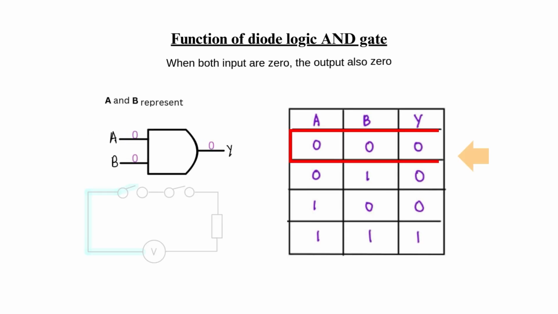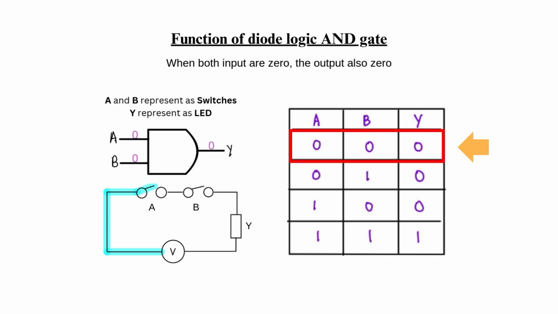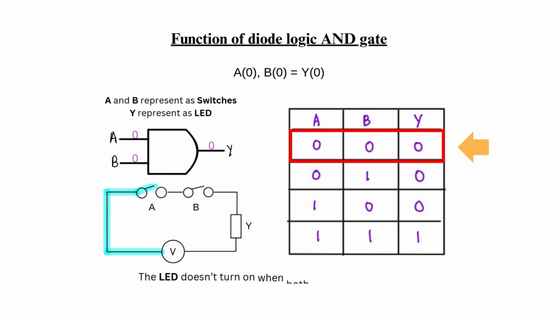Now for the function of the diode logic AND gate. First of all, based on the table, when both inputs are 0, the output is also 0. As you can see, the LED doesn't turn on when both A and B are switched off.